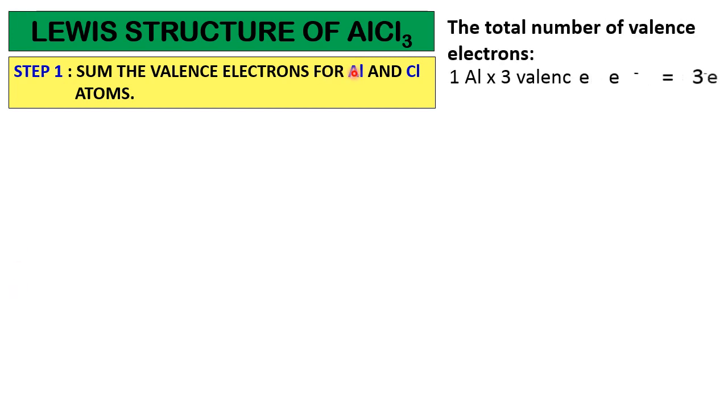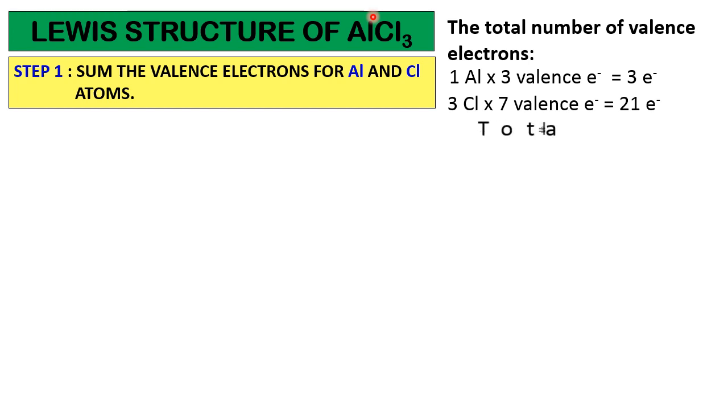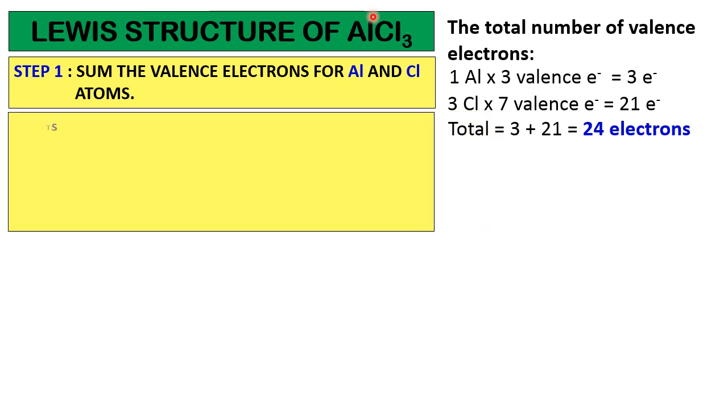Now let's look at another example, AlCl3, aluminium chloride. The steps are similar to the previous example. First we sum up the valence electrons for aluminium and chlorine atoms. Aluminium has 3 valence electrons, and one chlorine has 7 valence electrons, and there are 3 chlorine atoms in the molecule. So 3 multiplied by 7. The total number of valence electrons is 24.